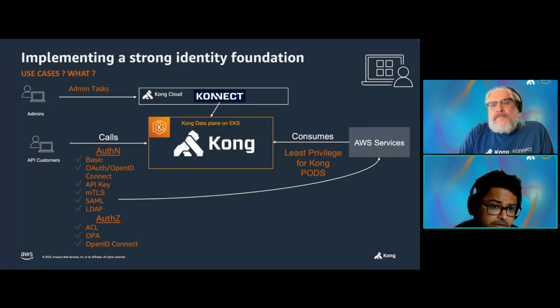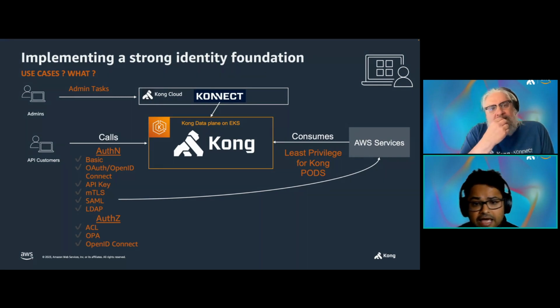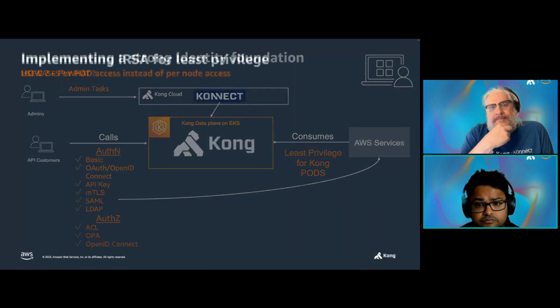It could be in a form of basic auth or OAuth or key auth or even MTLS. Irrespective of the choice of mechanism, which is typically implemented by Kong plugins calling AWS services, the communication between Kong pods and the AWS service by itself is authorized based on the principles of least privilege using IAM roles for service accounts, commonly referred as IRSA.